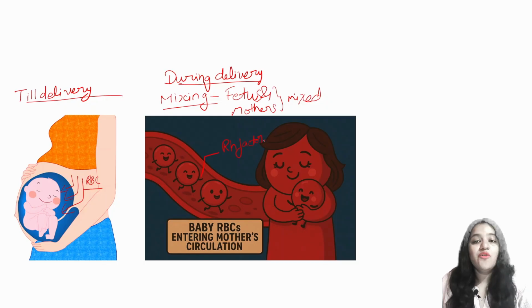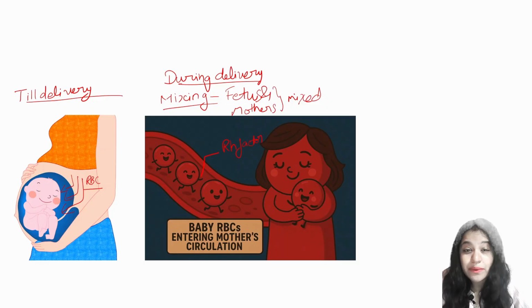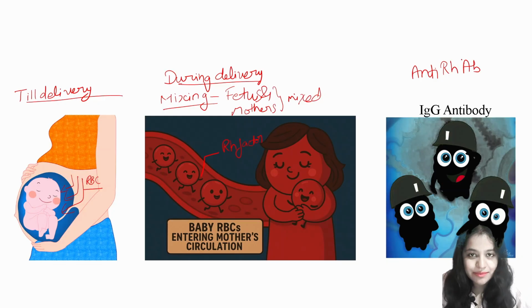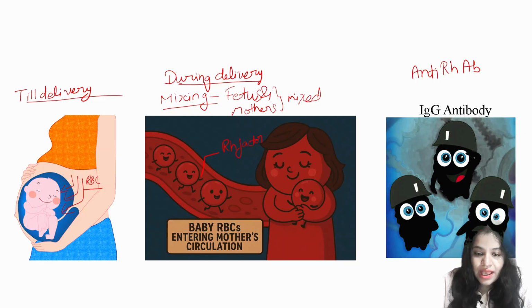Okay, now for the mother's immune system, this is something foreign. Now anything which is foreign, what will happen? There will be production of antibodies in the mother's blood. Okay, so this is anti-RH antibody, and this is IgG type. Clear till now? Now let's see what happens during the second pregnancy.